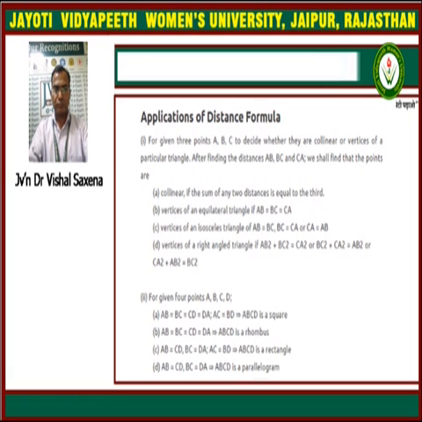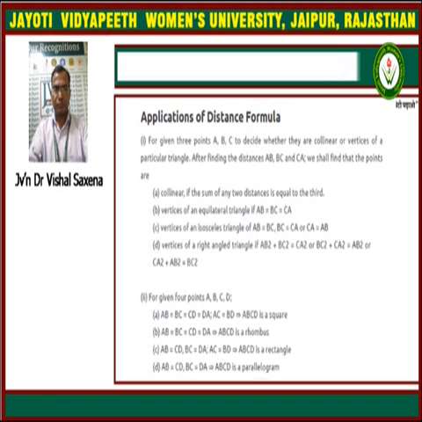The second application, for any 4 given points A, B, C, D: if AB is equal to BC is equal to CD equal to DA, so if all the four sides are equal, then ABCD is a square.